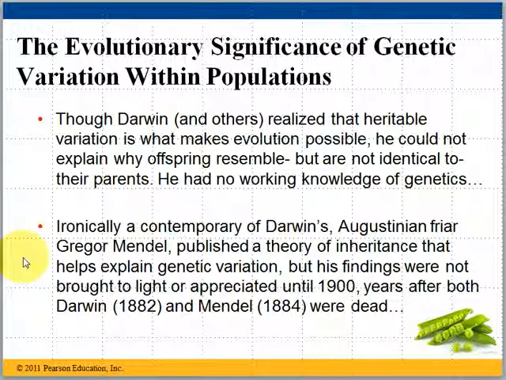So that's it. We're going to stop right there. We'll stop with the little pea plants and Gregor Mendel. We'll talk more about Mendel and genetics coming up in Chapter 14.